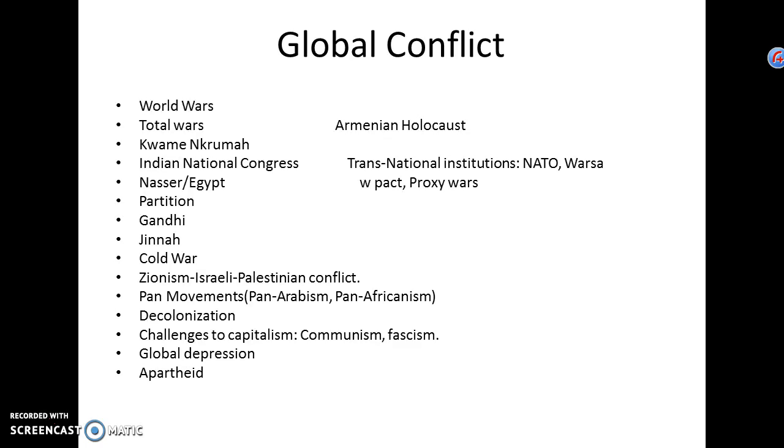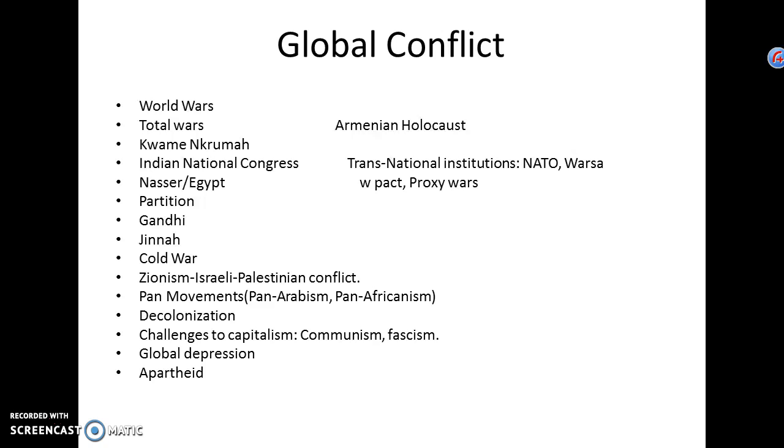This is the page on the big concept of global conflict. Under global conflict, you're going to see the world wars, all the decolonization, the Cold War, and the proxy wars, and the pan movements, and all those kind of things. So I'm going to give you an overview. I'm going to spend a little less time on this since we went over this most recently, and I don't want to have a huge, long video for you. But let me just go over a few of the big things.